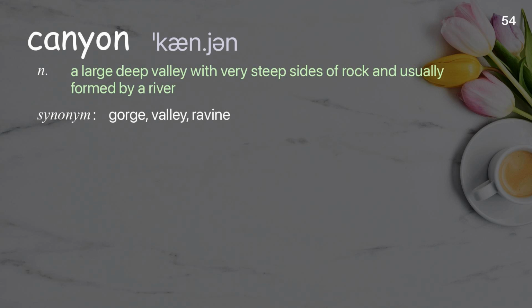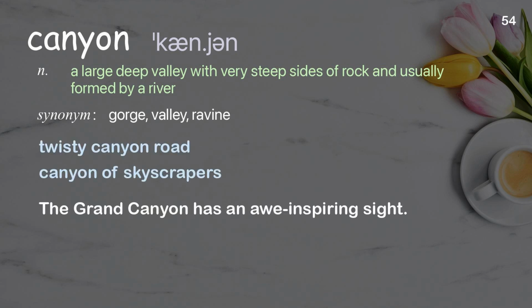Canyon. A large deep valley with very steep sides of rock and usually formed by a river. Examples: Twisty canyon road, canyon of skyscrapers. The Grand Canyon has an awe-inspiring sight.